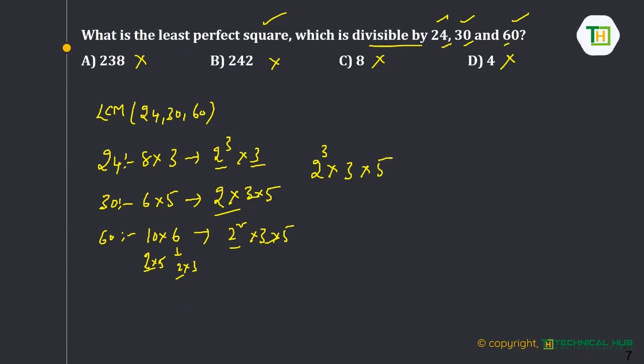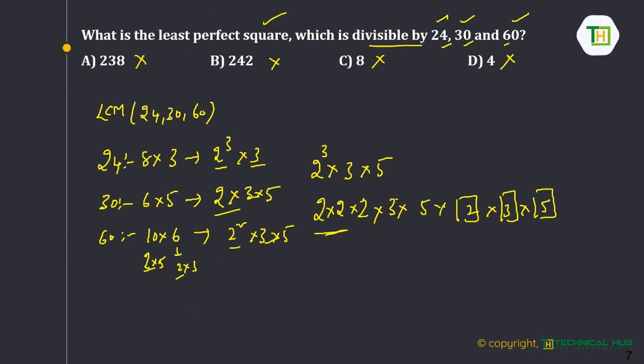But they are not asking for the least number. They're asking what is the least perfect square. Any number is said to be a perfect square when... 2 cube is nothing but 2 into 2 into 2, and 3 into 5. So 2 into 2 is a perfect square. To make 2, 3 and 5 a perfect square, we have to multiply this product by 2, 3 and 5. Then only it becomes a perfect square.